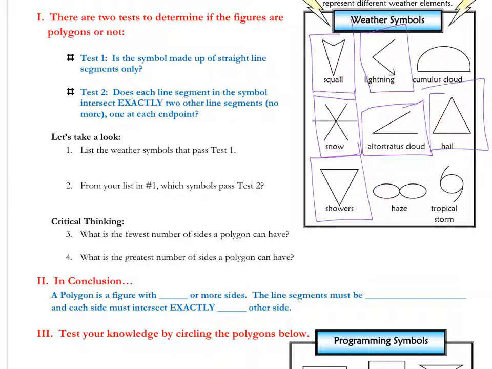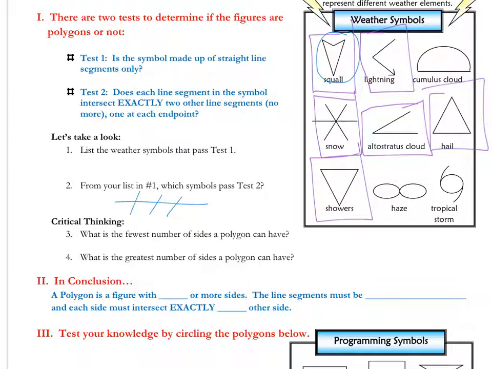Okay, and then the other part of polygons is that each segment can only intersect exactly two other line segments, no more. Okay, so basically one at each endpoint. So I can't have a line and then intersect it 3 different times. Okay, so let's go through. A squall would work, and I'm going to circle these ones.